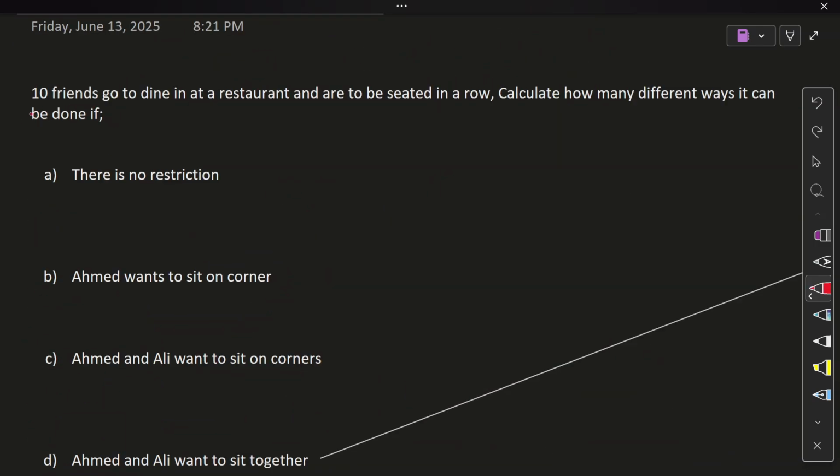Now, beginning with this question, 10 friends go to dine in at a restaurant and are to be seated in a row. Calculate how many different ways can it be done if there is no restriction. Now, I'd like to highlight a point here before we begin. Because you're going to study permutations, you're going to study combinations, right? After this, and these are all in the same chapter, right? So, how do you know when to use combinations and to use factorial?